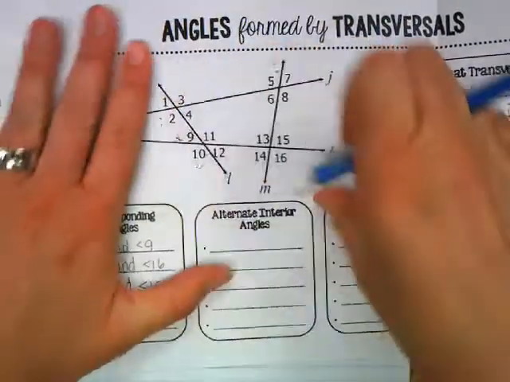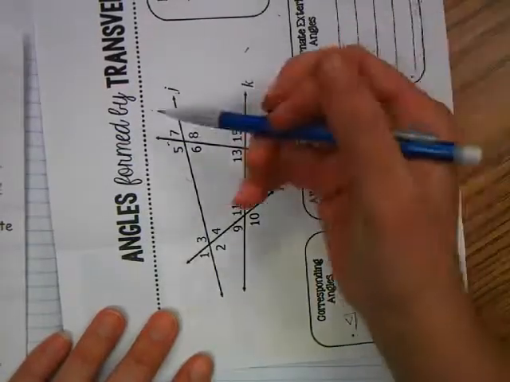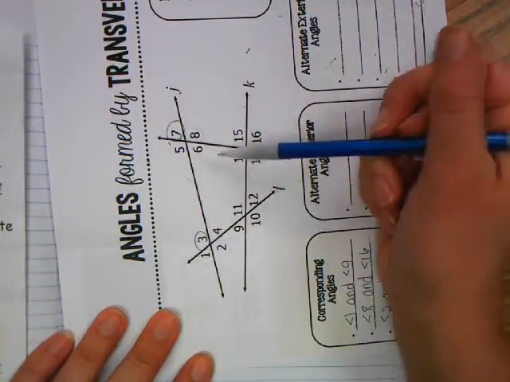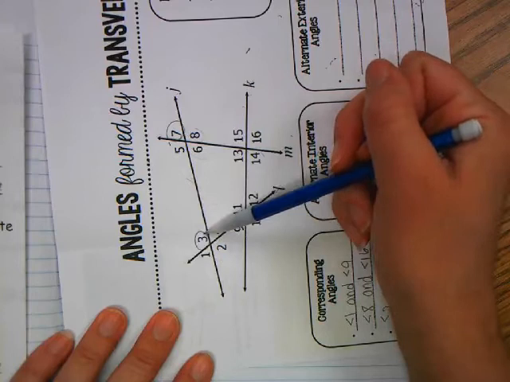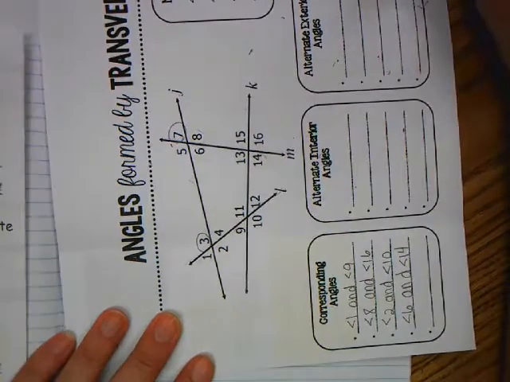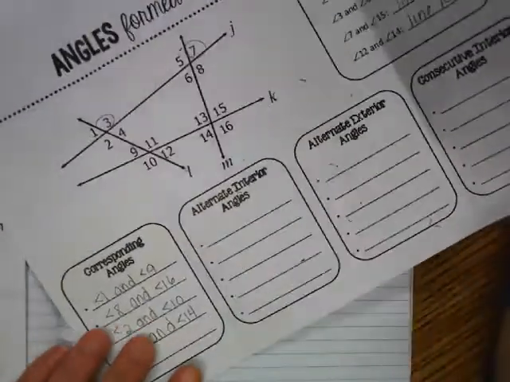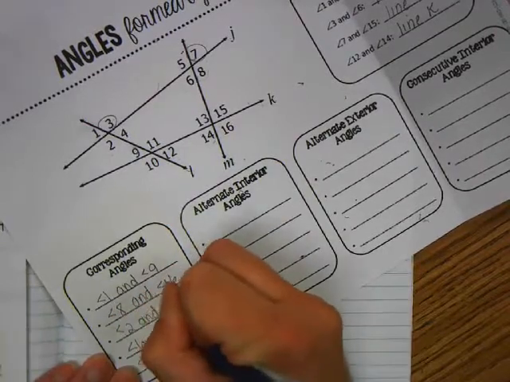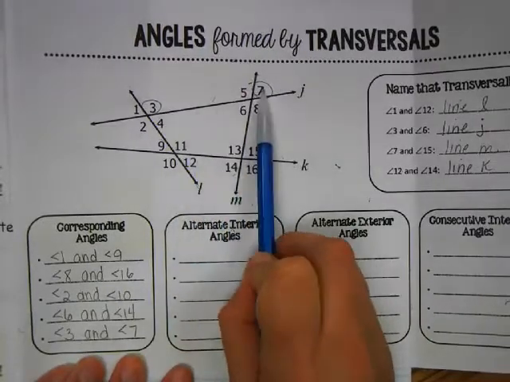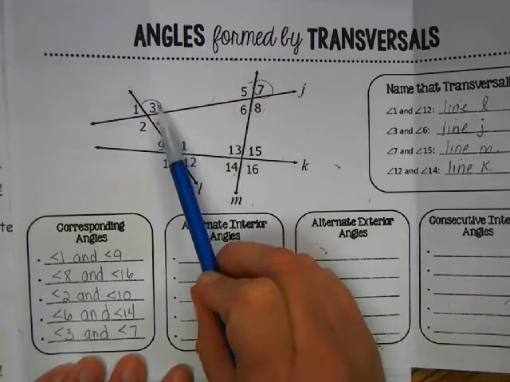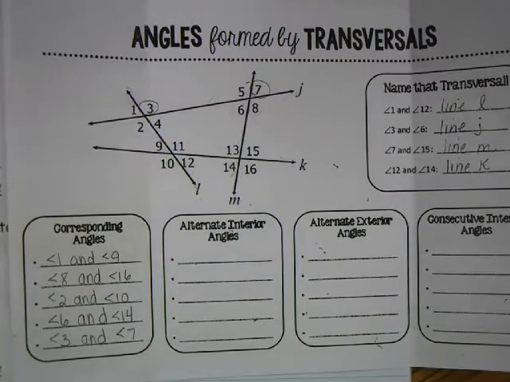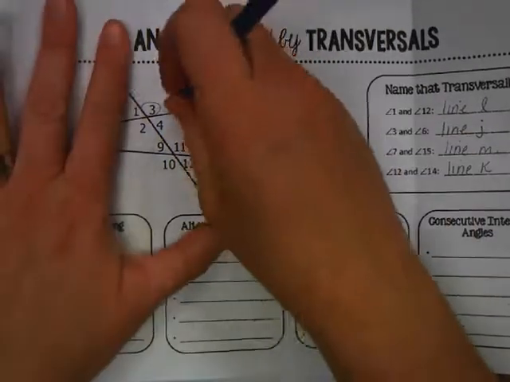If you wanted to rotate this figure and use J as the transversal, you could say 7 and 3 are corresponding, because 7 and 3 are in corresponding positions. They're both above the line and to the left of the transversal. So you can even call 3 and 7 corresponding angles. It doesn't matter how you look at it. Even if you turn the figure right side up, 3 and 7 are still in corresponding positions. This time, if you rotate it, now they're at the top right. So just remember, corresponding angles are in corresponding positions.